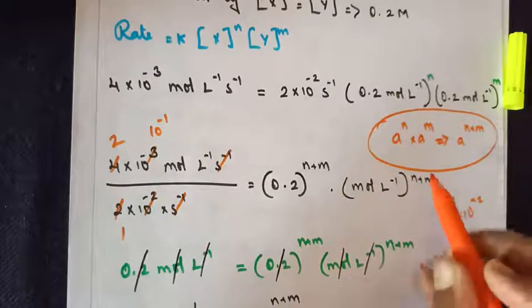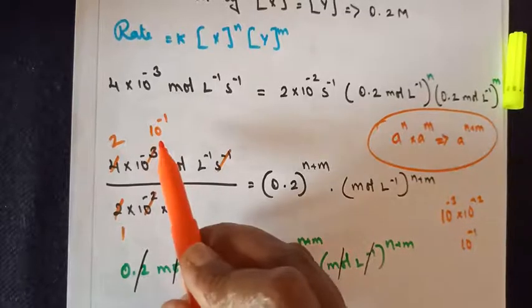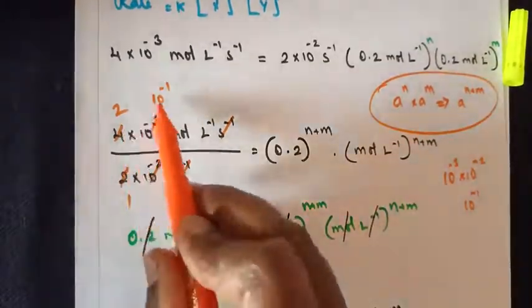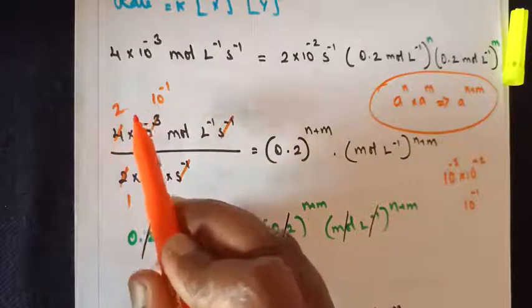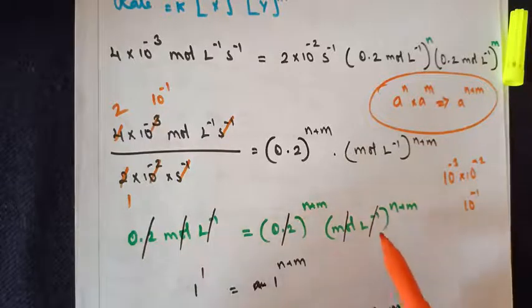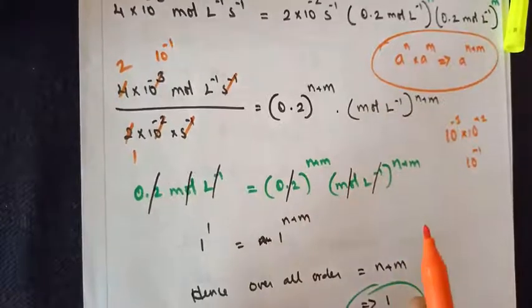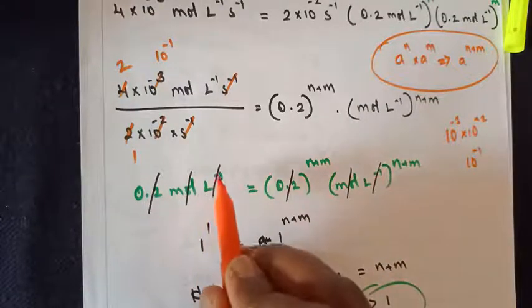So when we apply the same formula, we get 10 to the power minus 1 as the answer. In the next line, I can move one decimal point in front, so we can write it as 0.2 mole liter inverse. If you look at it here, mole cancels, liter inverse and liter inverse cancel, 0.2 and 0.2 cancel. So finally the answer comes up to 1 to the power 1.